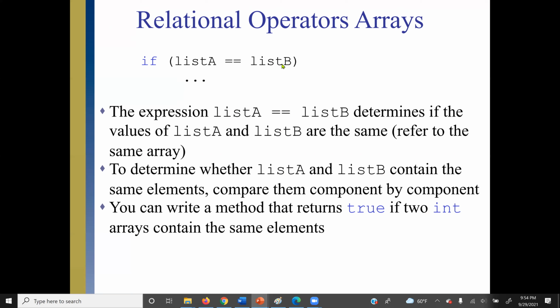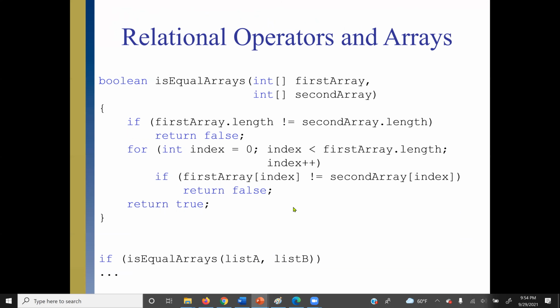Now, to determine whether list A and list B contain the same element, we can also compare them component by component. What we mean, index 0 of list A is equal to index 0 of list B. Is list A index 1 value equal to list B index 1 value. So then we can compare them by using the relational operator. So we need to check also the size is the same. Now, if you have two arrays and the sizes are different, then they are not equal. One will have more values than the other. So when we are checking if two arrays are equal, the first thing we check is the size of the array.